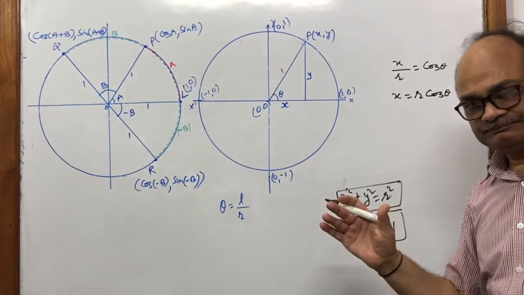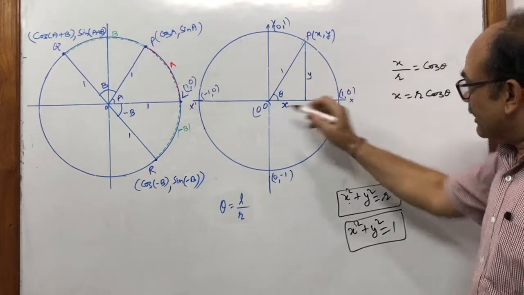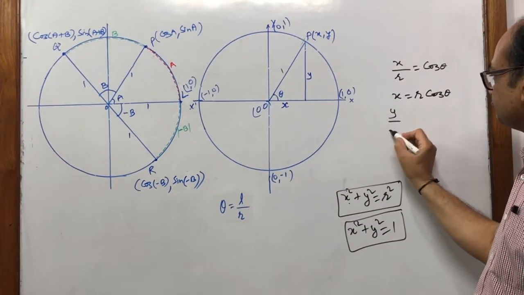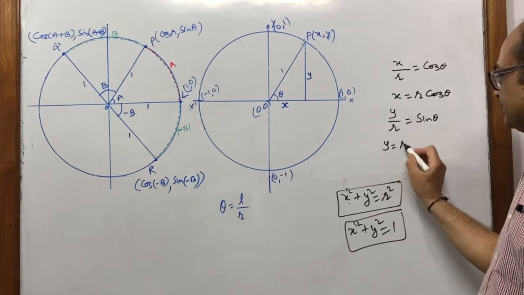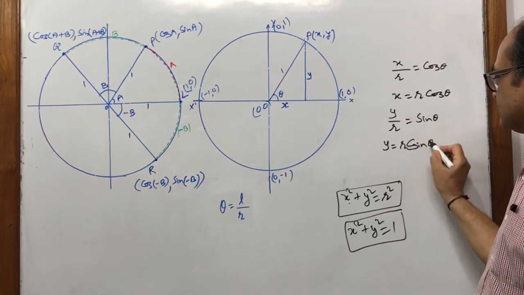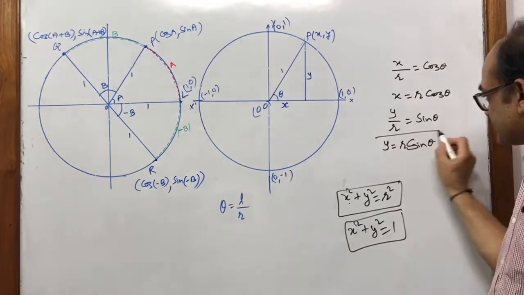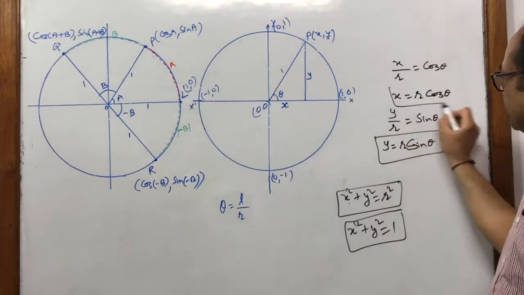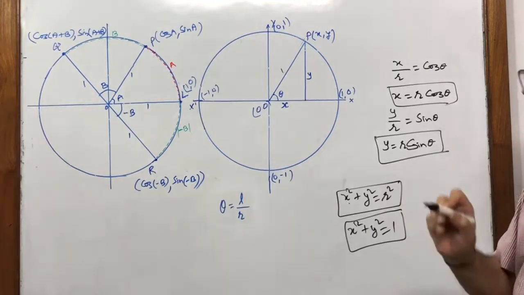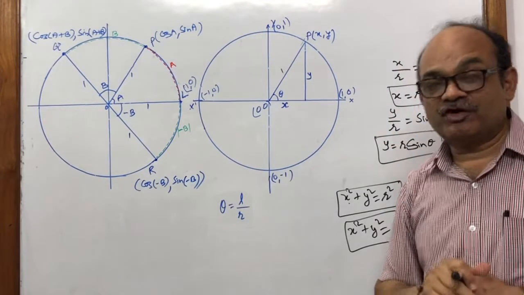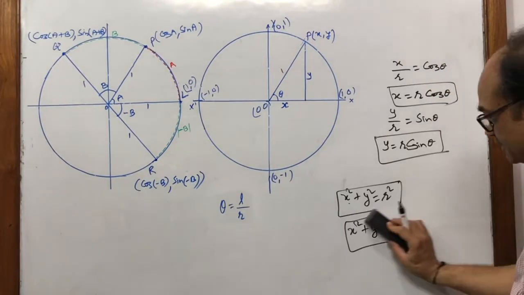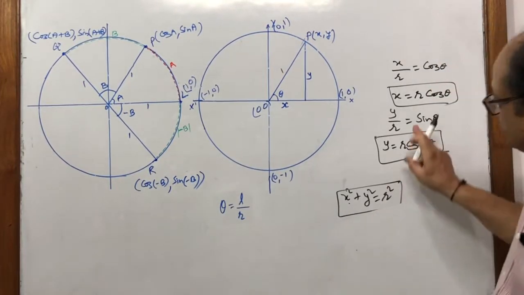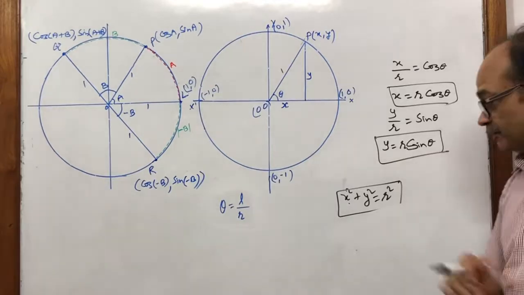Very clear? Similarly, y divided by r equals sin theta. So y is nothing but r sin theta. x and y in terms of theta are said to be the parametric form of the circle. Why is it the parametric form of the circle? If we substitute here the values of x and y, what are we getting?